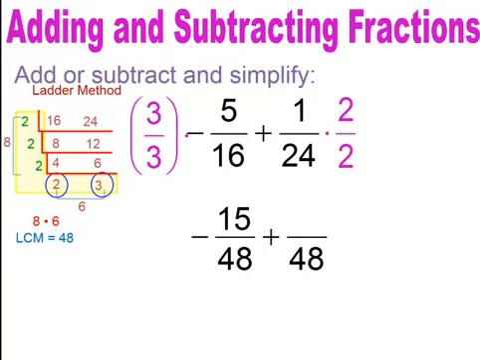The 24, I'm multiplying by 2, so I need to multiply that numerator by 2. So I end up with 2 times 1 is 2. Different signs. Remember, with different signs, you always have to subtract and keep the sign of the higher number. So in this case, I end up with a negative 13 over 48.